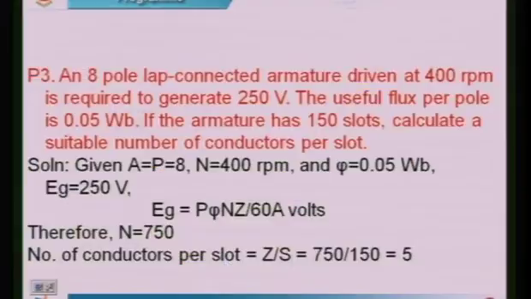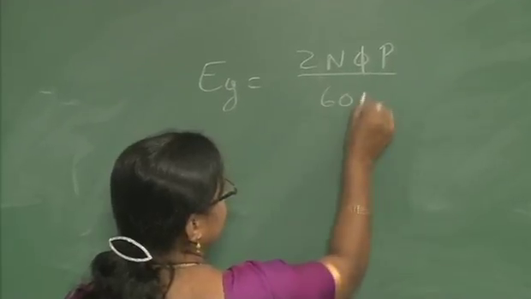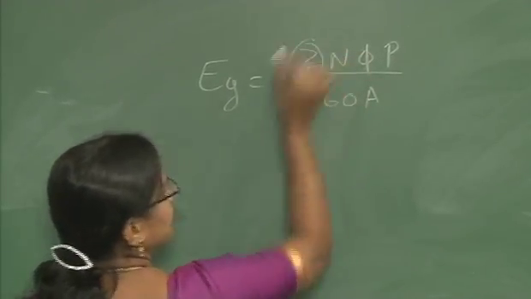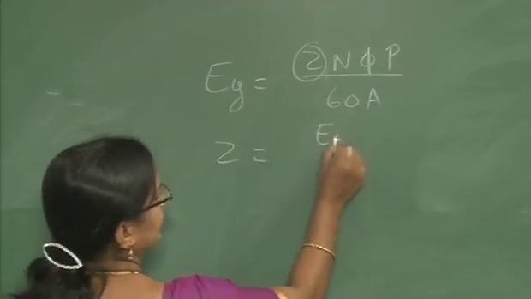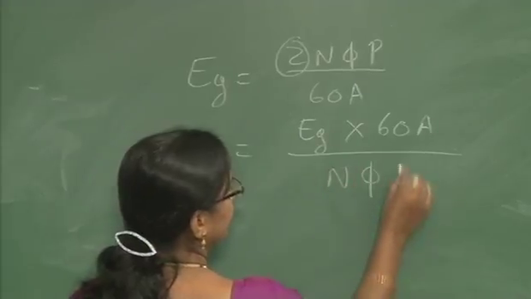Okay. So in this given, since lap wound armature, A is equal to P is equal to 8, N is equal to 400 rpm, phi is equal to 0.05 Weber, Eg is equal to 250 volt. Sorry, here I used the symbol N, it should be Z. So now by using this equation, Eg is equal to Z N phi P divided by 60A. Now you have to calculate this Z. Z is equal to Eg into 60A divided by N phi P.